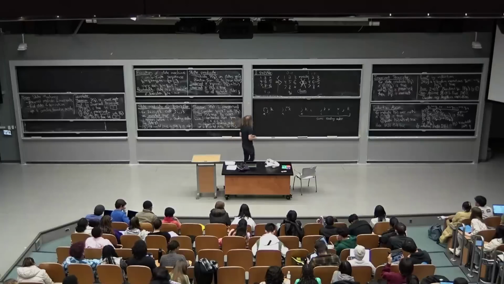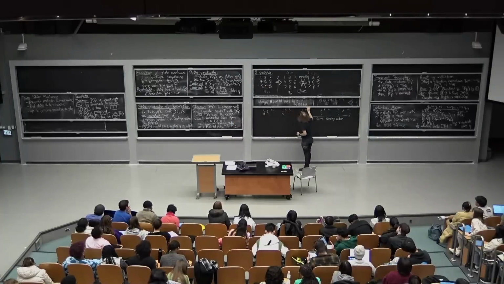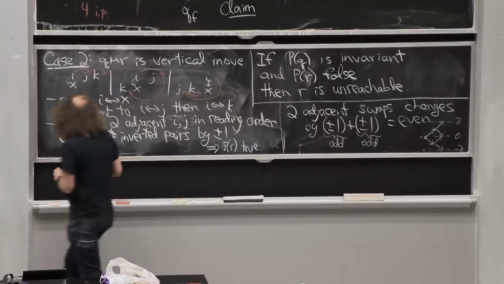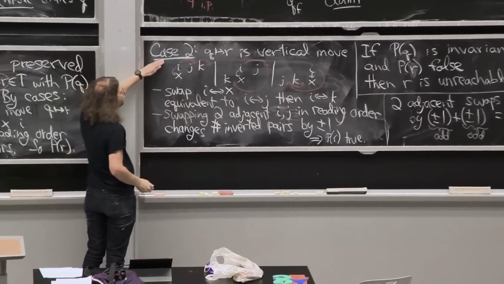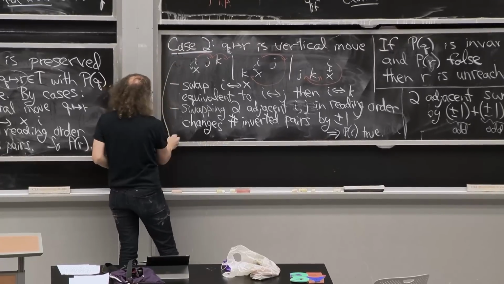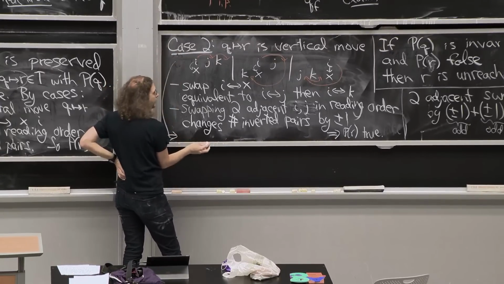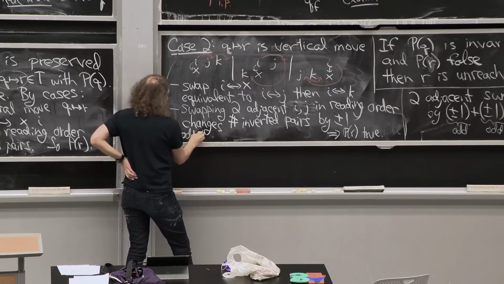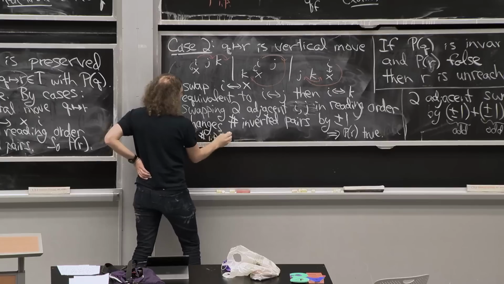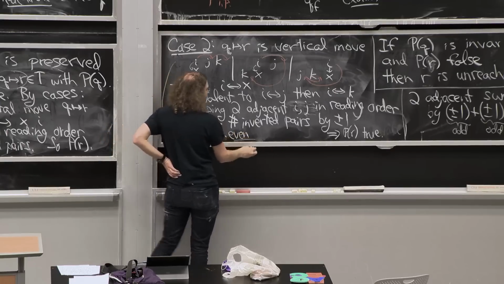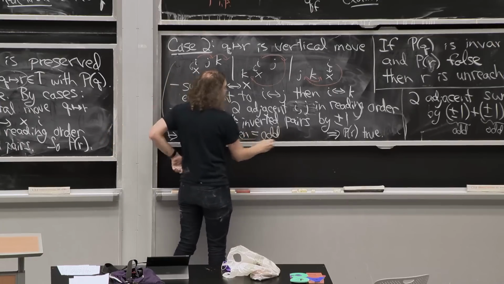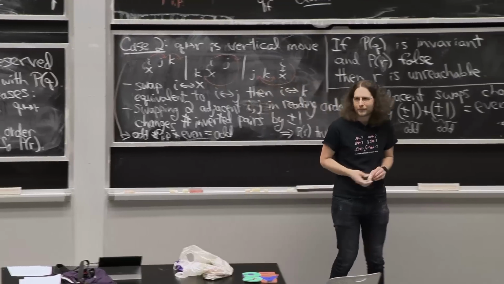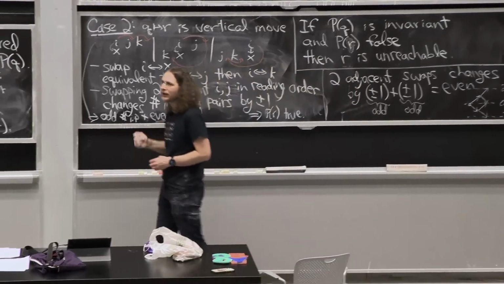I feel like I skipped a little bit of a step here, but the point is, in case 2, when we do a vertical move, we started with an odd number of inverted pairs, and then we add an even number, and odd plus even equals odd. Therefore, P of R is true. That's the point. Okay, so if we start odd, we will stay odd.